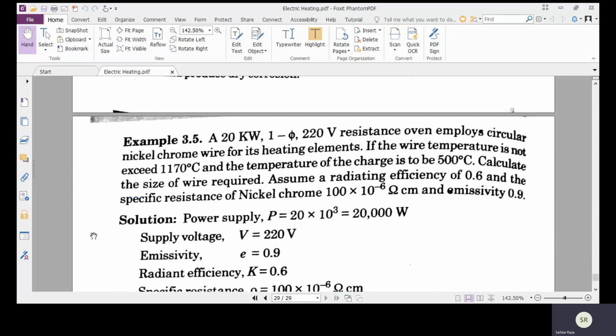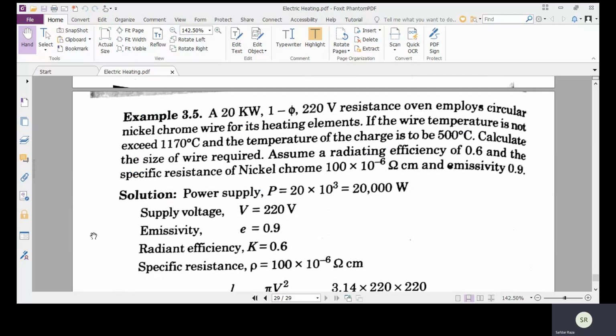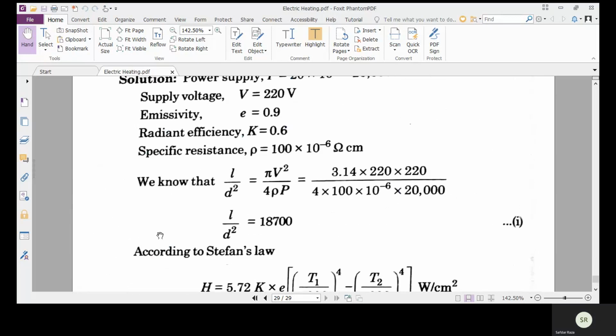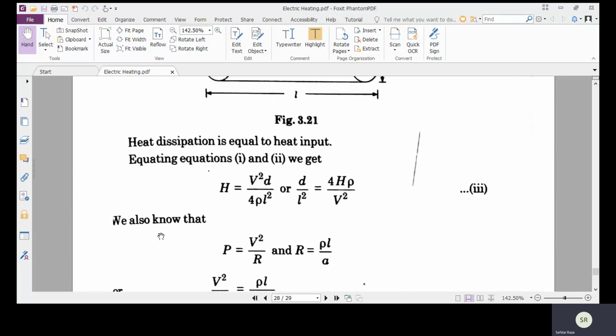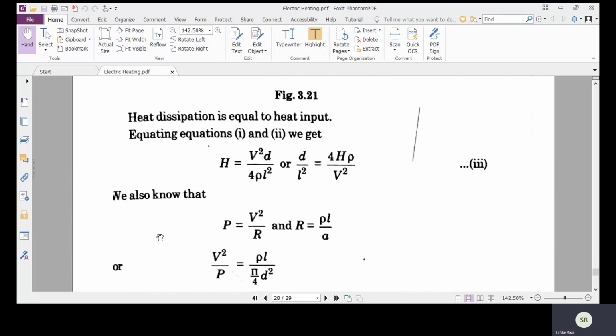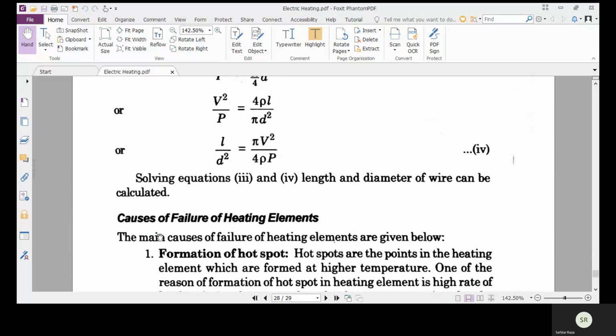In example 3.5, the author has calculated the values of D and L on the basis of these derivations which we have discussed in the design of heating element portion. So try to solve it by yourself.